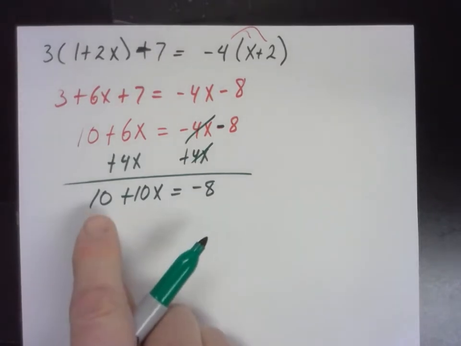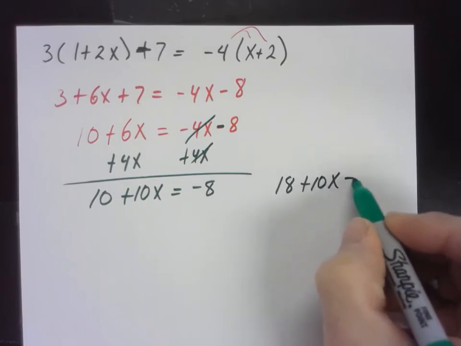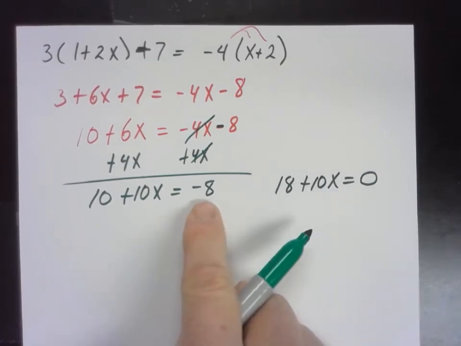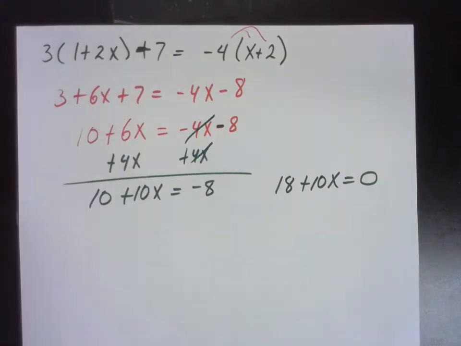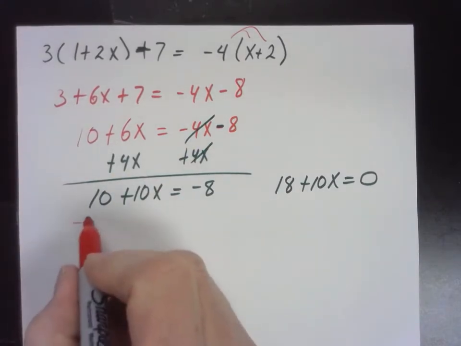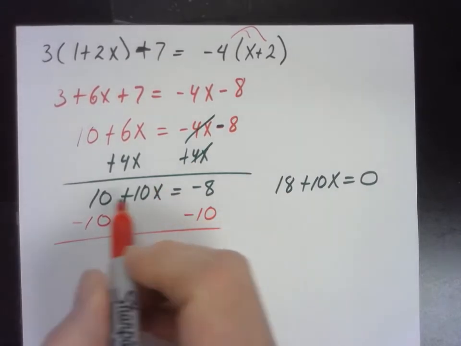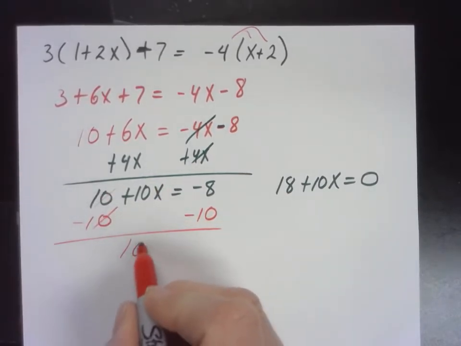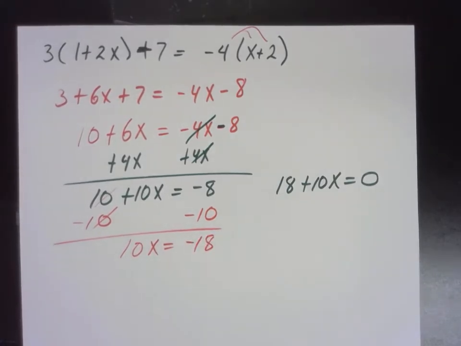That would give me 18 plus 10x equals 0, wouldn't it? If we added 8 to both sides. Is that helpful though? Okay, so what do you want to do instead? Okay, so we want to subtract 10. That way we isolate the variable a little bit more. So that'd be 10x equals negative 18.